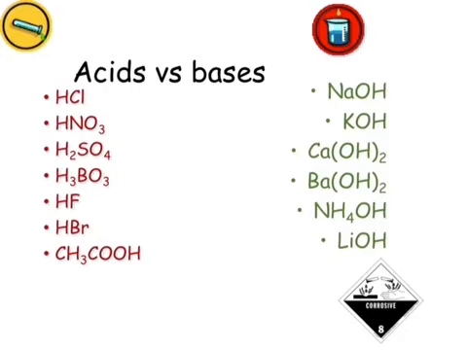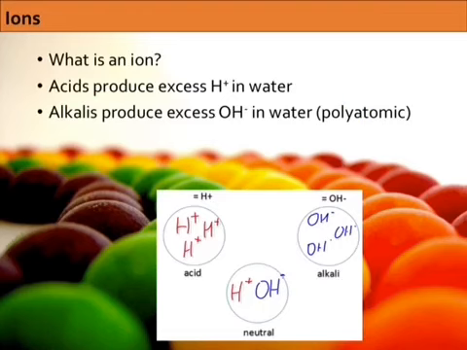In order to look at these further, we need to have a think about their ions. An ion, as we've looked at before, is a charged atom. This can be both negative or positive. An acid will also produce excess hydrogen ions in water, meaning that the hydrogen ion H+ is found in acidic solutions. Alkalis, on the other hand, produce hydroxide ions.